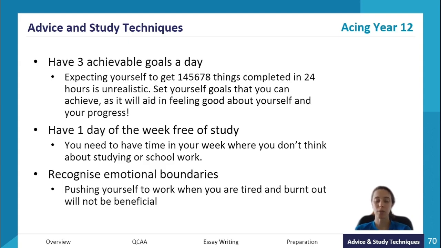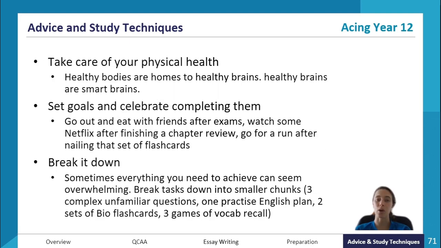So recognize your emotional boundaries. Pushing yourself when you aren't able to really function well is not going to be effective, and it's going to lead to just being burnt out. As I mentioned, taking care of your physical health. You need to be taking care of yourself in order to then do well.